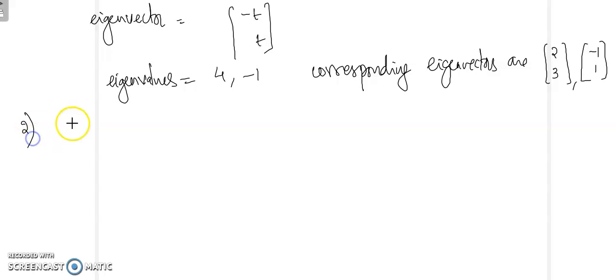So next we'll see one more problem. So we'll see a 3 by 3 matrix. So find the characteristic values.